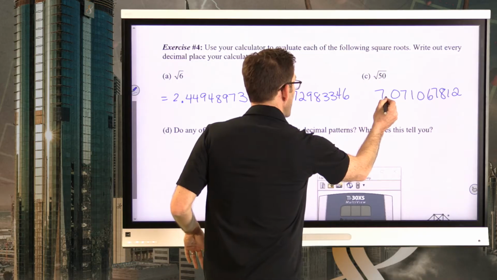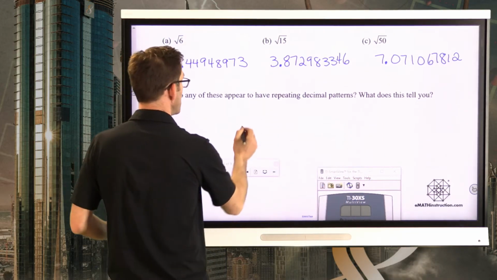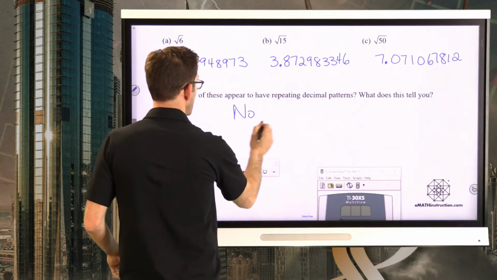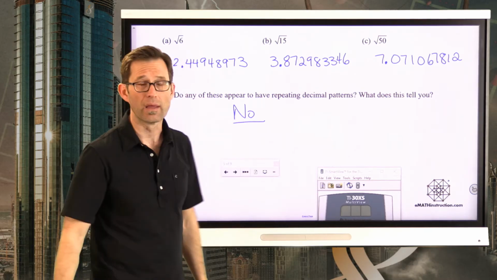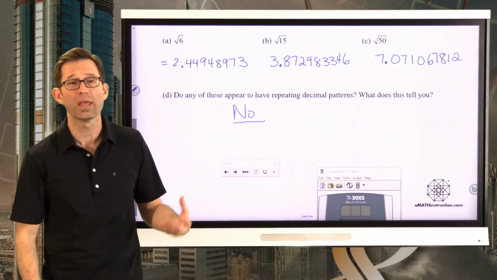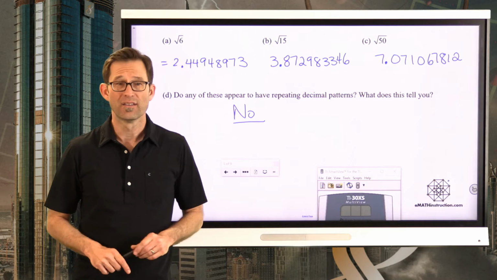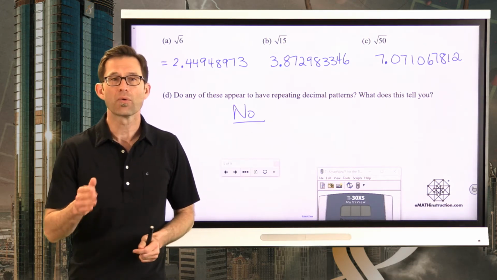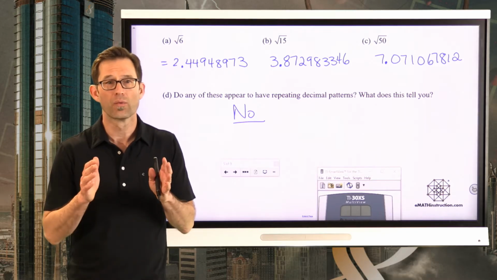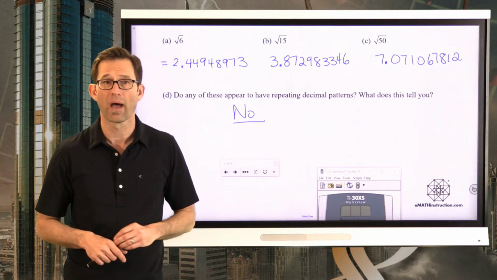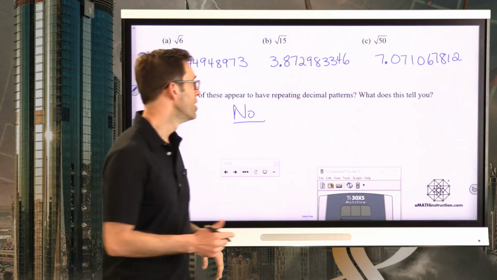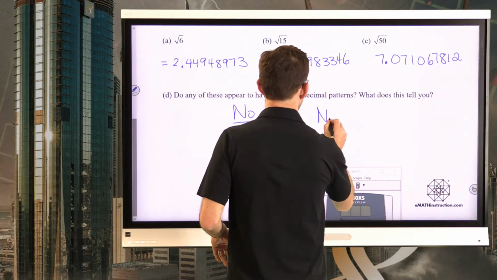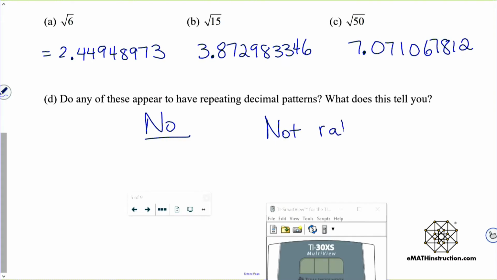So the answer to the first question is no. In none of the 3 can we actually see a repeating nor terminating decimal pattern. So what does this tell you? Well, any number that's rational will have a repeating or terminating decimal pattern. These do not, so these are not rational numbers.